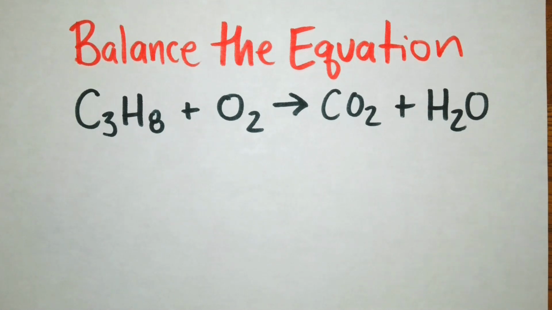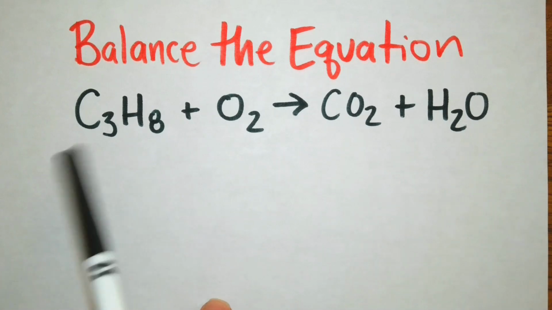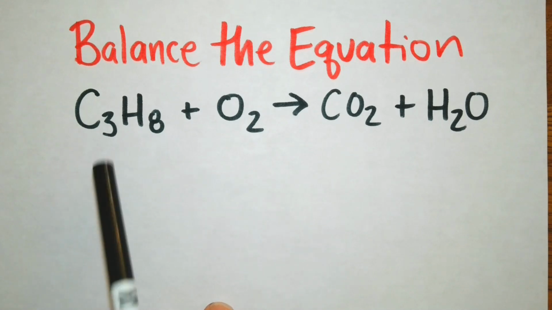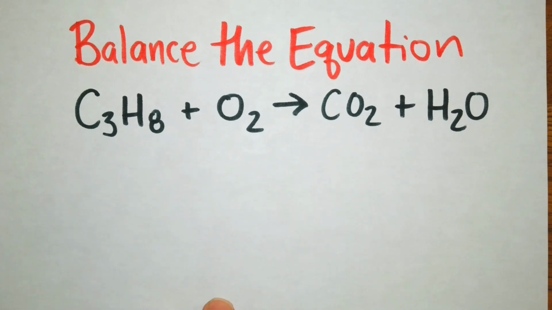Sometimes oxidation reactions such as combustion can get a little bit complicated, so there's a couple of tricks. Primarily, try to balance your carbons first. After you balance your carbons, then balance your hydrogens, and then save oxygen for last. All right.